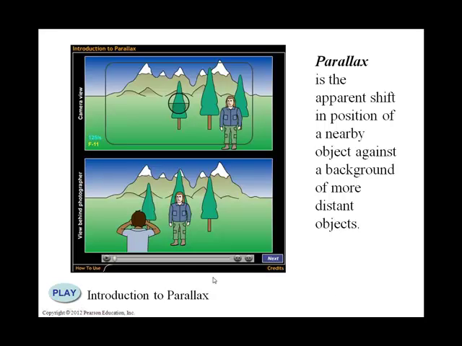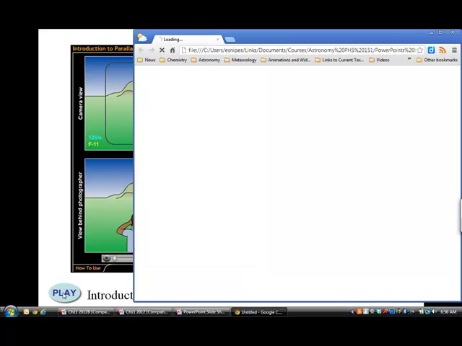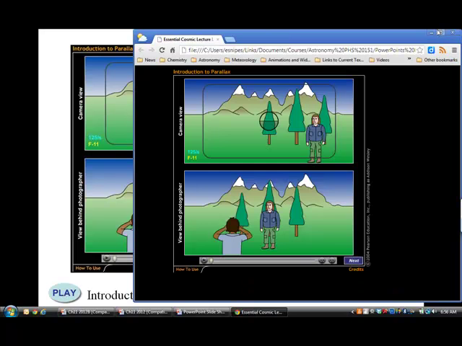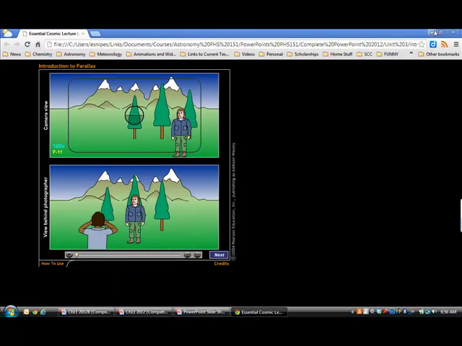And we've talked about parallax before. I'm going to show you some animations that your author puts out there. Kind of fun, see what you think. So remember, parallax is the wiggle or the movement of a nearby object relative to background objects as the observer moves. So here we have two frames of reference.